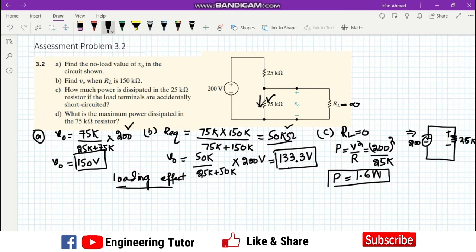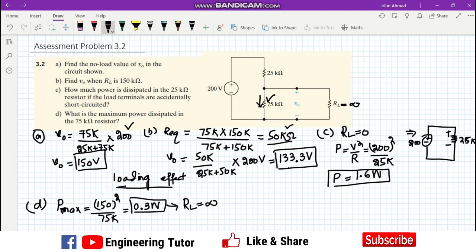So by using the same scenario here, we will find the maximum power dissipation, which is now 150 whole square divided by 75k. So the maximum power dissipation here will be 0.3 watts. This is the maximum power dissipation when the value of RL will be infinity, so maximum current will flow through this resistor.